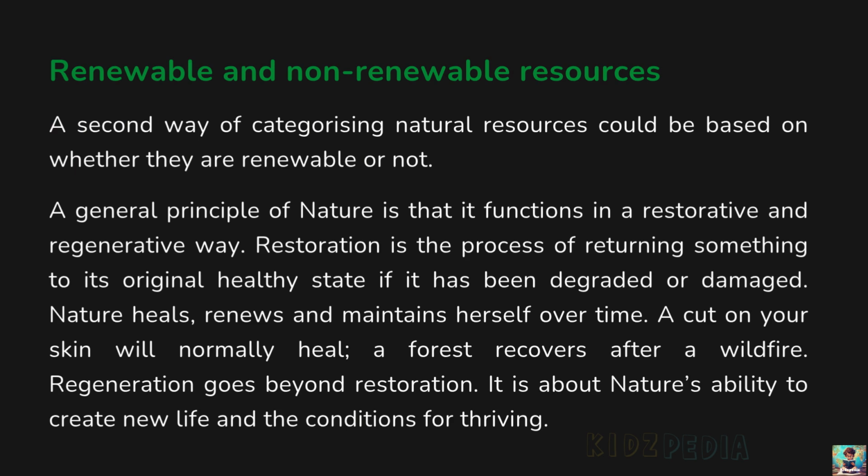A general principle of nature is that it functions in a restorative or regenerative way. Restoration is the process of returning something to its original healthy state if it has been degraded or damaged. Nature heals, renews and maintains herself over time. A cut on your skin will normally heal. A forest recovers after a wildfire.